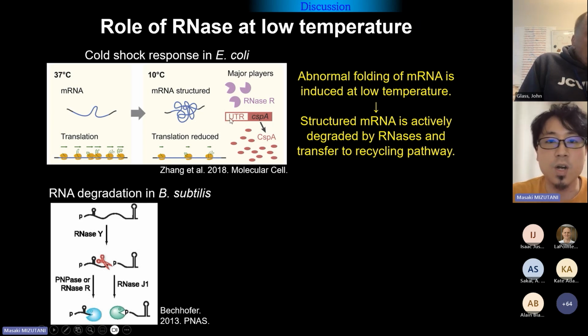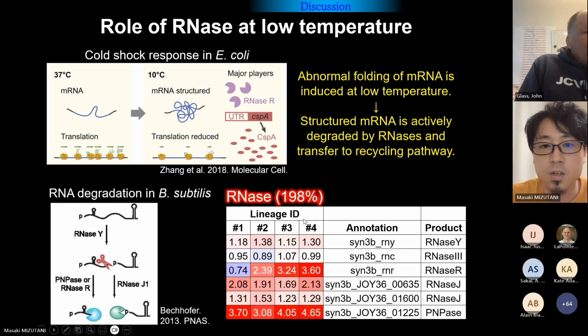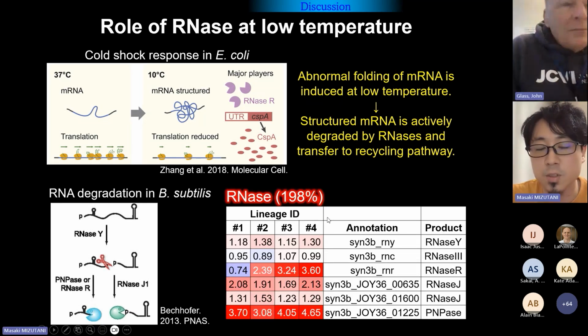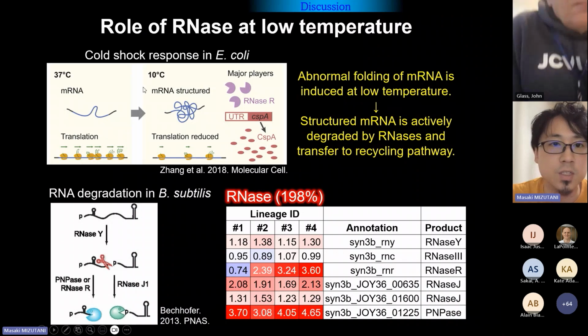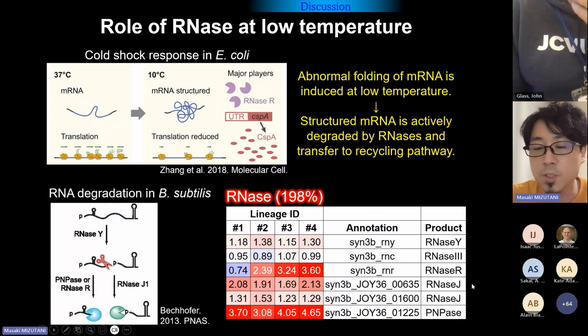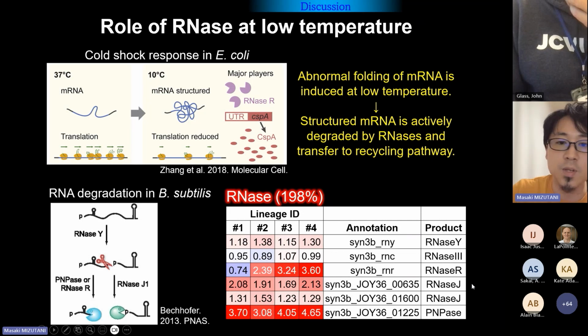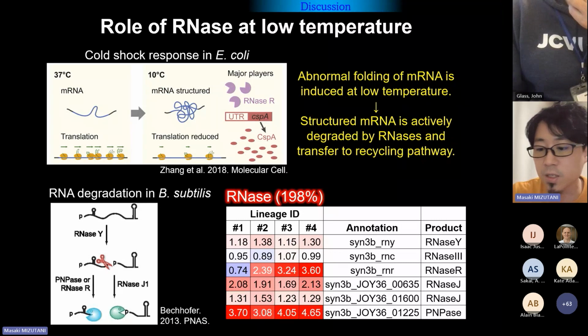So at that time, E. coli highly expresses these RNAs. And here I also show the names of the RNases for RNA degradation in Bacillus. And here are our results, the adaptive strain of Syn3B. They have a higher expression level of these RNAs, similar to the E. coli situation. So it means Syn3B has a similar adaptive system for low temperature like E. coli.